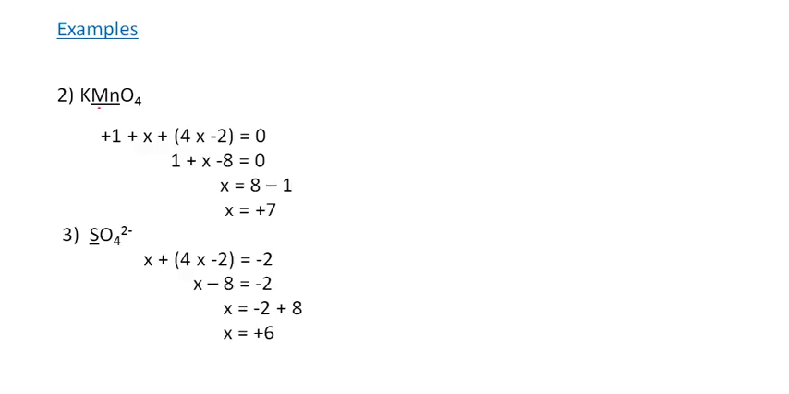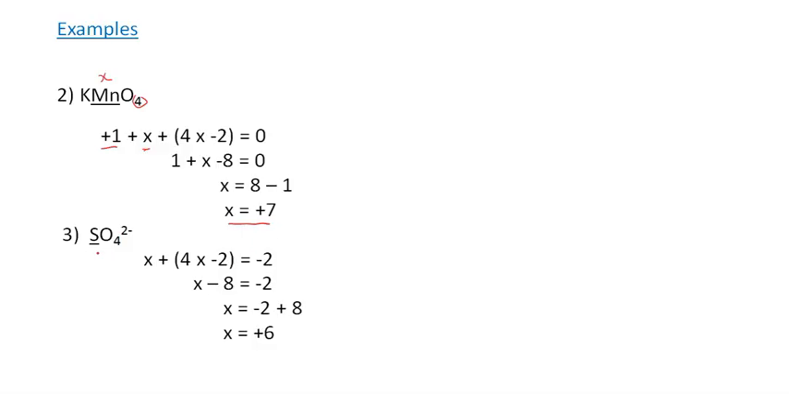In this other example, we have KMnO4, and we want to find the oxidation number of manganese, Mn. Potassium is in group 1, so the oxidation number is +1, plus x, which is what we need to find. We have 4 multiplied by the oxidation number of oxygen, -2, and that is equal to 0. We solve for x, and we end up with x equal to +7. Notice that we don't just write 7, we have to put a plus in front of it.